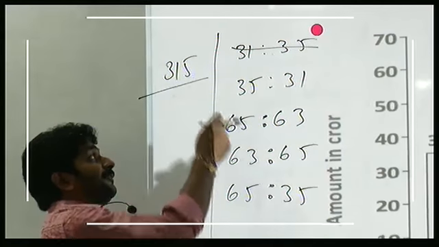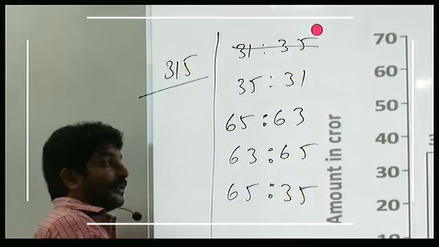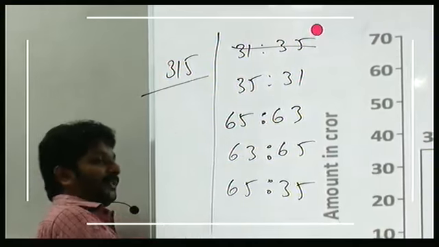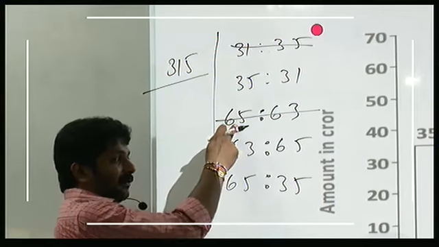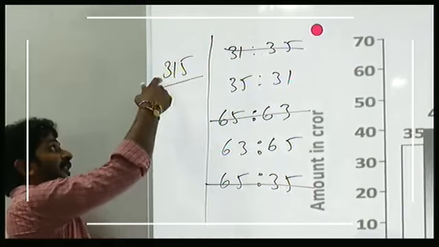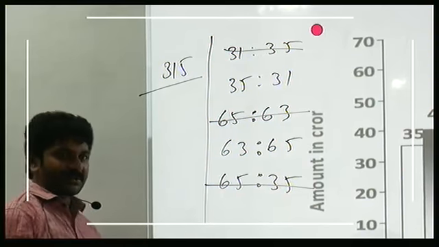Is 65 a factor of 315? No. 65 times 5 is 325, but here we have 315 only. This cannot be your answer. If 65 cannot be your answer here, this also cannot be your answer. Is 63 a factor of 315? Yes, 5 times. You have 2 options.